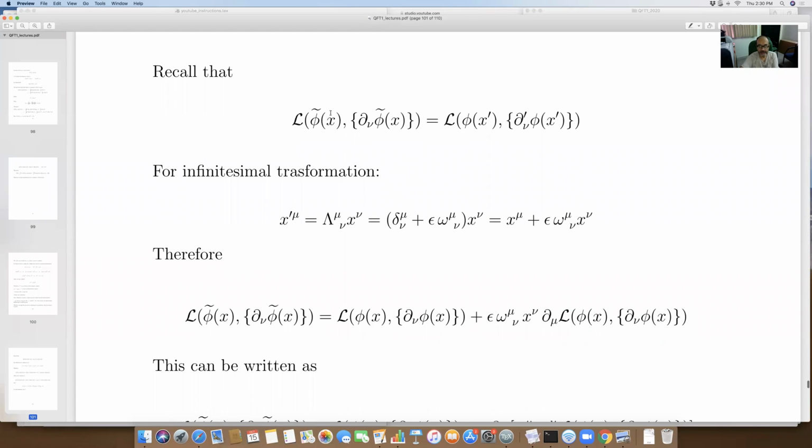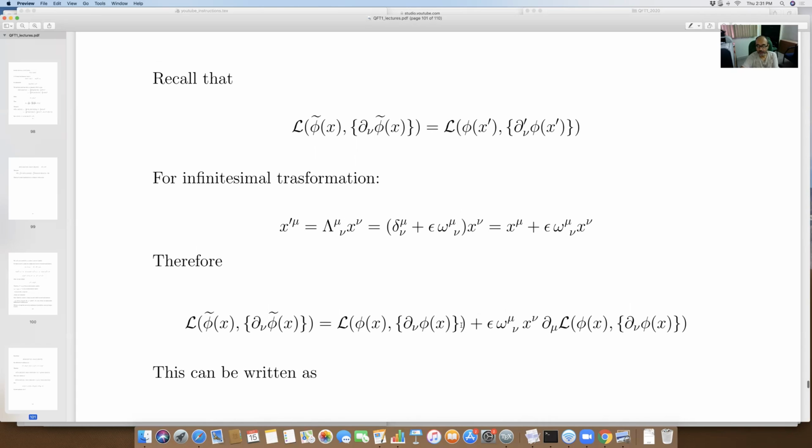So using this equation, you can see that L of phi tilde and del nu phi tilde is given by L with x prime in its argument replaced by this. That basically means we can get the result by simply Taylor series expanding L in powers of x prime, because x prime differs from x by a small amount. So we can write this as L of phi(x), del nu phi(x), plus epsilon omega mu nu x nu del mu of L, because this is the change in x mu, and we are taking the derivative with respect to x mu of L, and of course the sums over mu and nu are implied. Okay, is this clear?